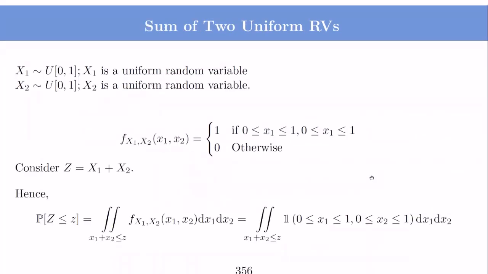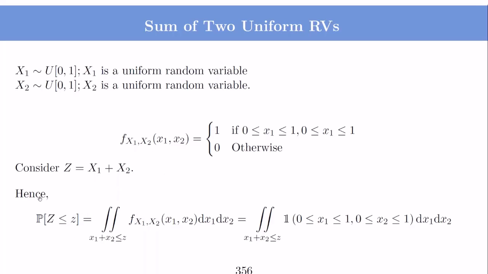Let us take one example. Suppose I am interested in two uniform random variables X1 and X2. X1 is a uniform random variable between 0 and 1, and X2 also. So their PDF is 1 in the area where X1 is between 0 and 1 and X2 is between 0 and 1, otherwise it is 0. And suppose I am interested in computing the PDF of Z equal to X1 plus X2, which is the summation of two random variables.